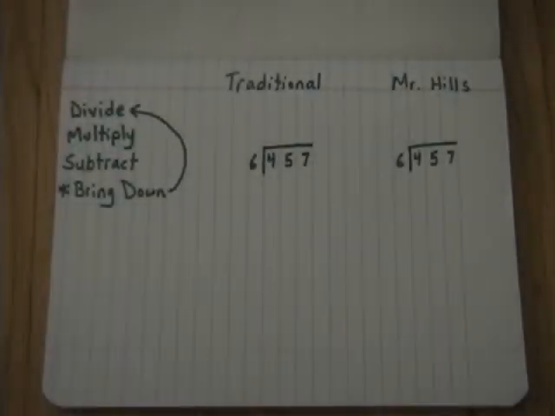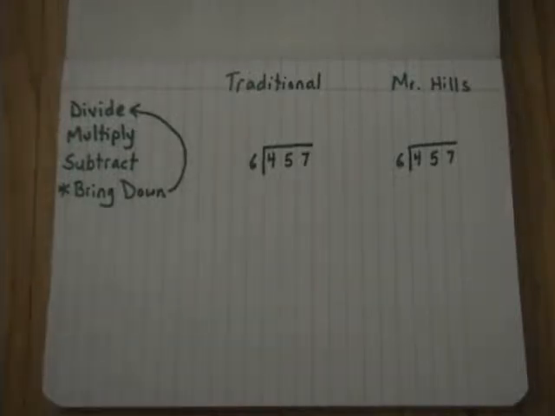Alright, this is Mr. Hill with a tutorial on how to use an algorithm to solve a division problem. I'm going to show you two algorithms. Don't let the word algorithm scare you. An algorithm is just a set of steps that works every time if you do them the same way. So I'm going to show you two different algorithms, two different ways that we can divide larger numbers.